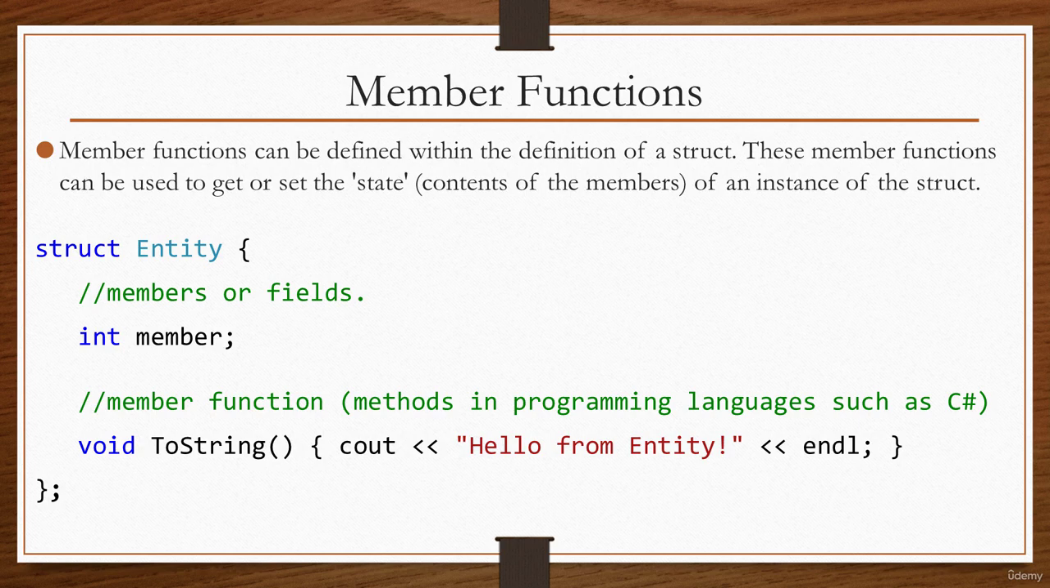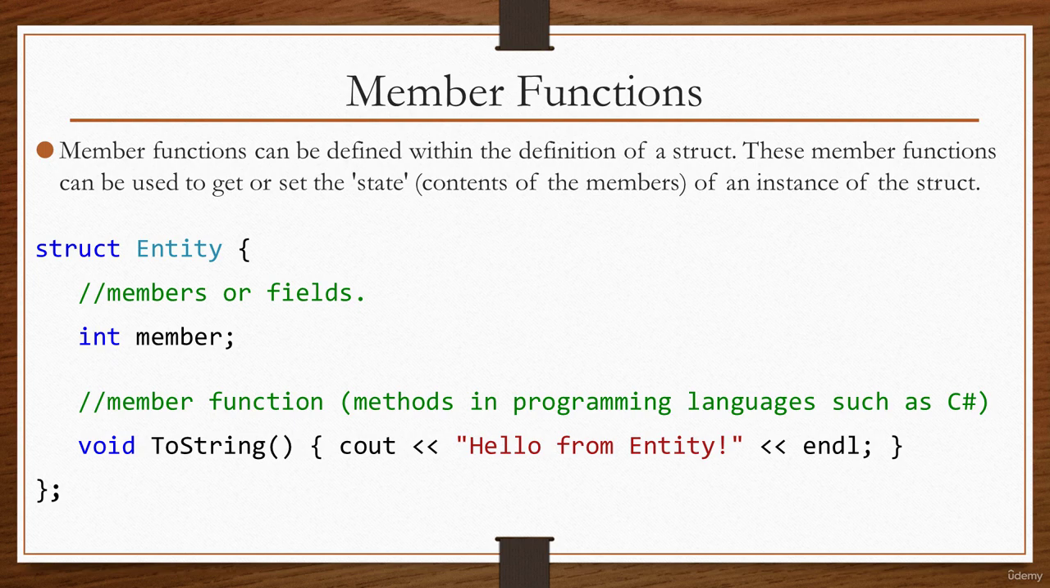These member functions can be used to get or set the state of an instance of the struct, in other words, the values that are stored within the members. They can also be used to calculate things, and you can pass in arguments and return values from these functions as you can do with regular non-member functions.